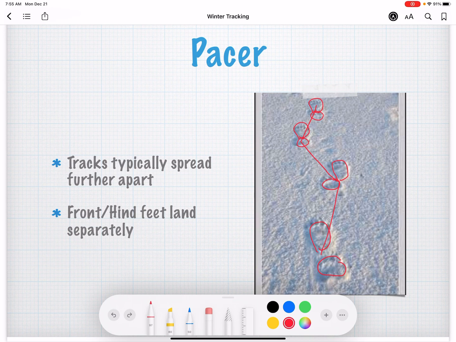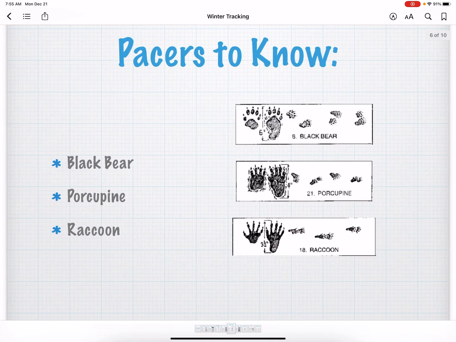And if we skip ahead to the next slide, we would see things like black bears are classic pacers, and porcupines and raccoons, all good examples of pacers. These are creatures with a slightly less efficient walk. If you just imagine in your mind a bear or a porcupine walking along. Have you ever seen a porcupine or a raccoon walk? They have this almost side-to-side waddle that's very typical of a pacer.